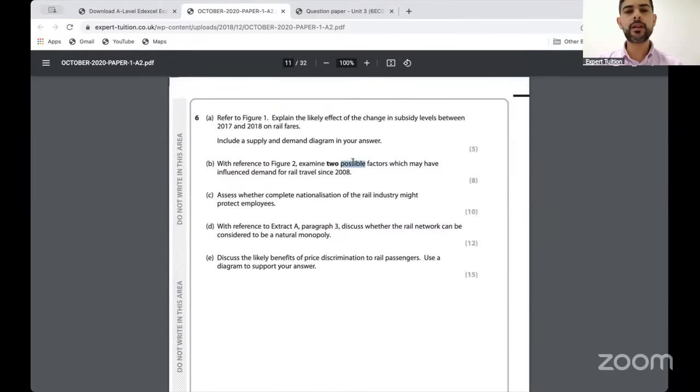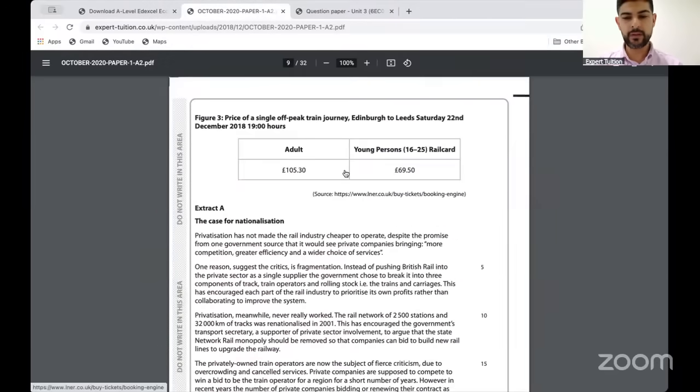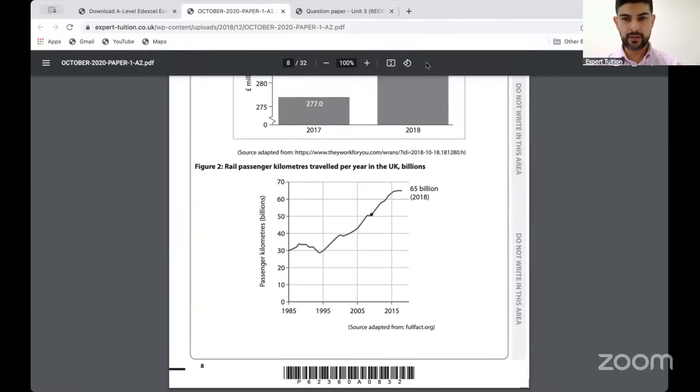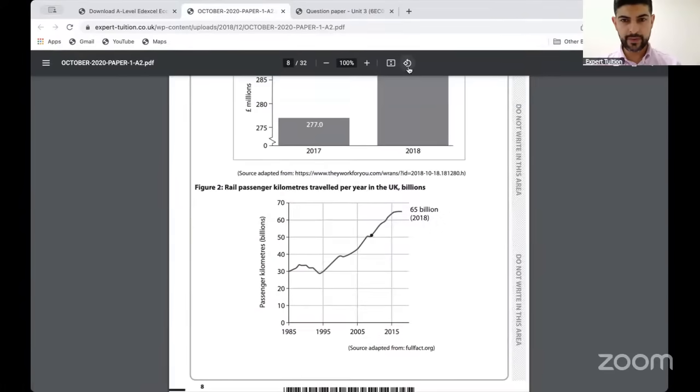Yeah. So let's look at what happened according to figure 2 to the amount of people going on the train. So here's figure 2. Right. Very blatantly, we can see that the number of people.